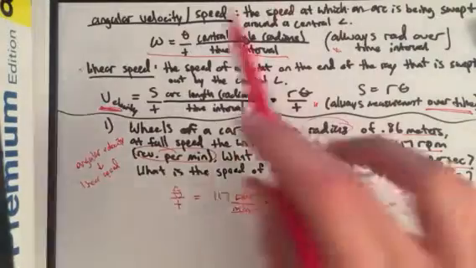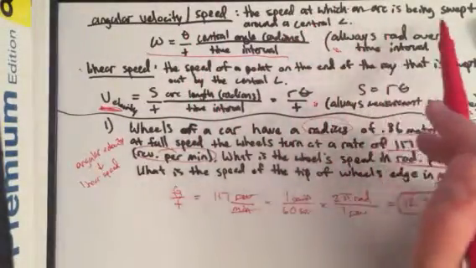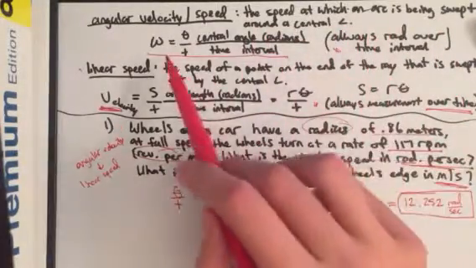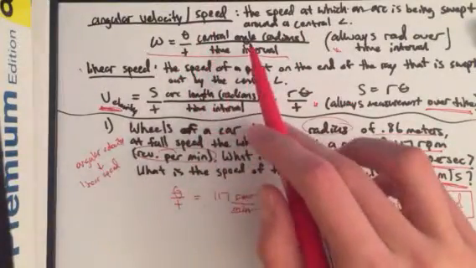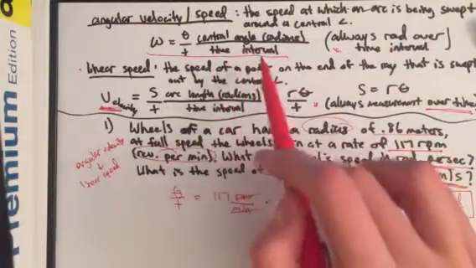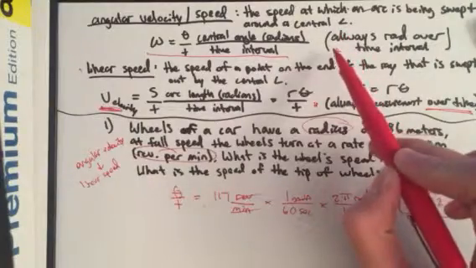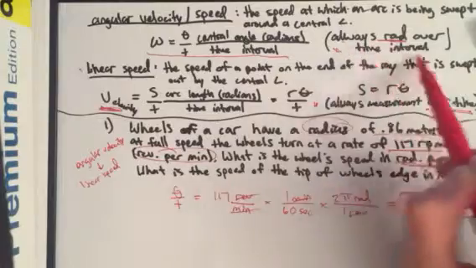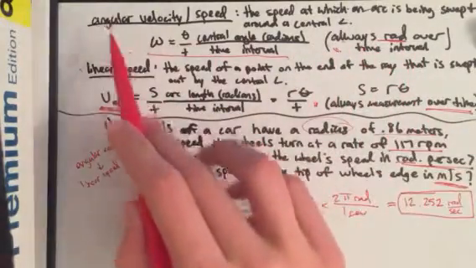So here we go. The angular velocity, or the angular speed, is the speed at which an arc is being swept around a central angle. Now, the equation is going to be theta over time, theta being the central angle, in radians, very important, over a given time interval. So always remember, for angular velocity, it is always going to be radians over the time interval.